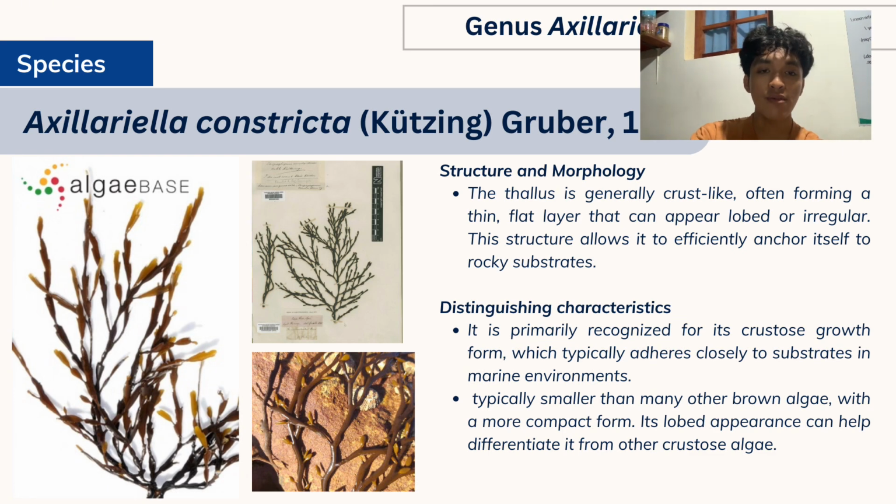It is primarily recognized for its crustose growth form, which typically adheres closely to substrates in marine environments, distinguishing it from any other brown algae with a more compact form. Its lobed appearance can differentiate it from other crustose algae.